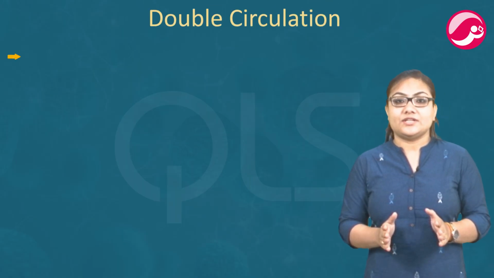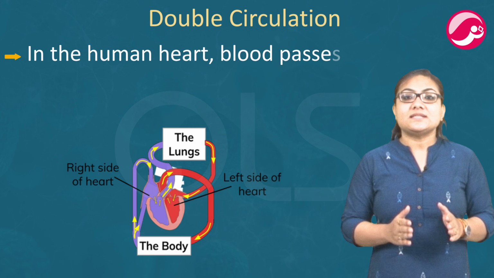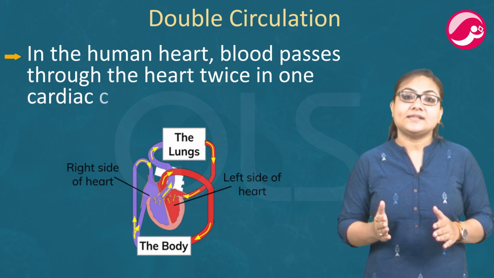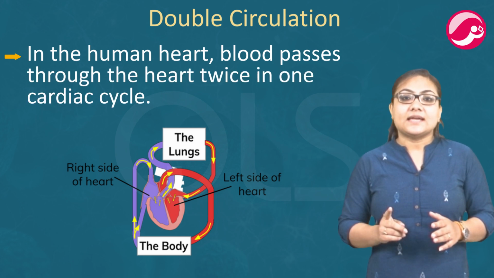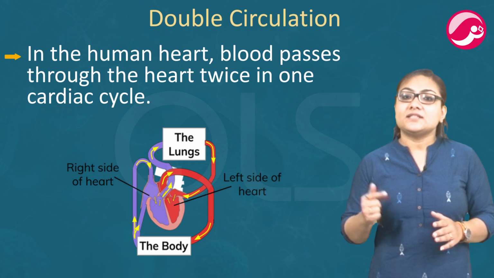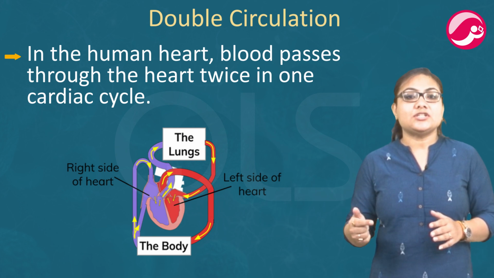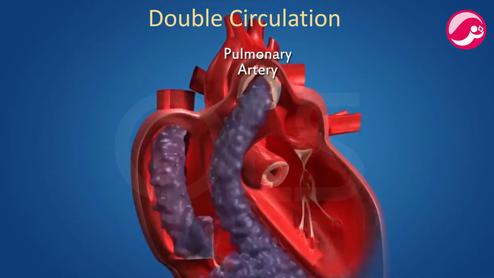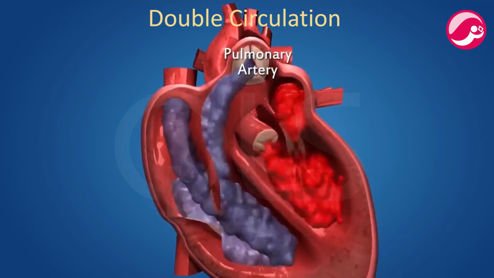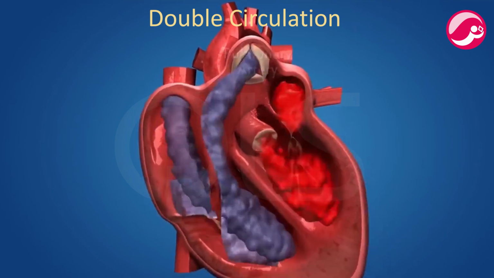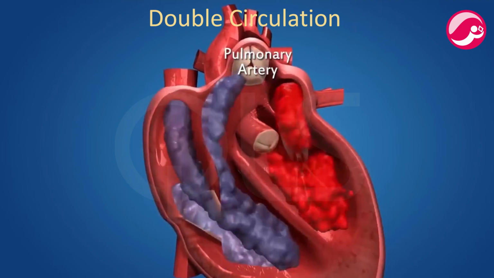Now, double circulation. In human heart, blood passes through the heart twice in one cardiac cycle. This type of circulation is called double circulation. One complete heartbeat in which all the chambers of the heart contract and relax once is called cardiac cycle.